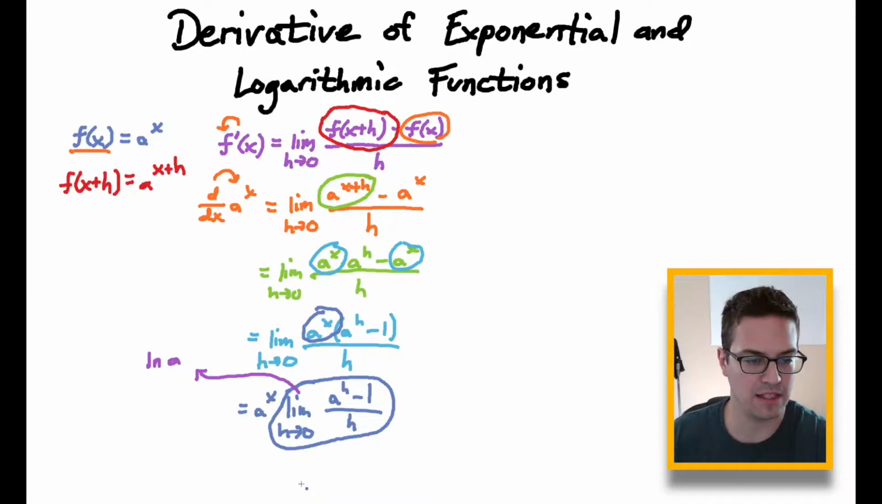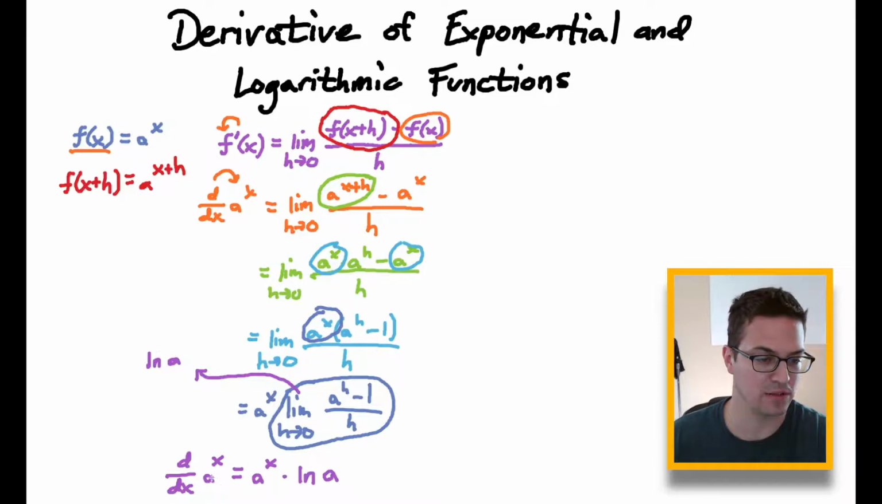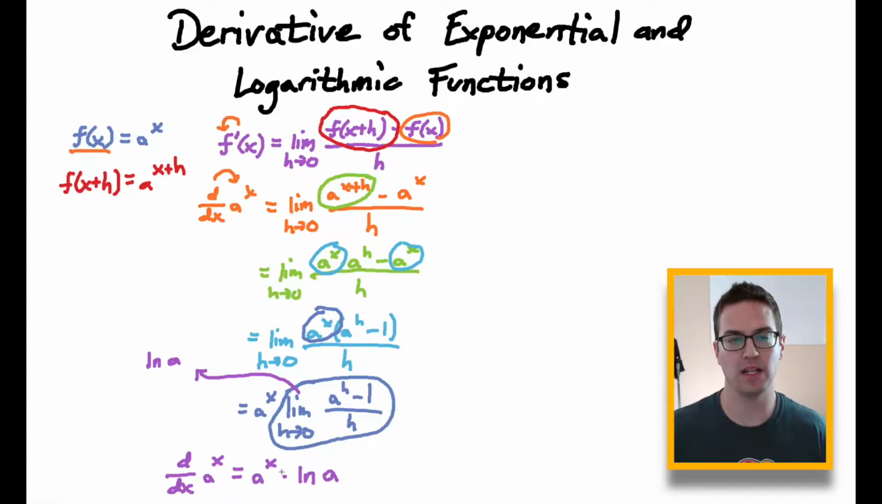So that means that this last step is going to simplify to a to the x times ln a, like this. Okay, so that means I'm going to bring down this derivative of a to the x. This basically means that the derivative of a to the x is equal to a to the x, so it's kind of like duplicating itself here, times ln a. So there is our formula for the derivative of an exponential function, and we're going to be using that extensively in this class.